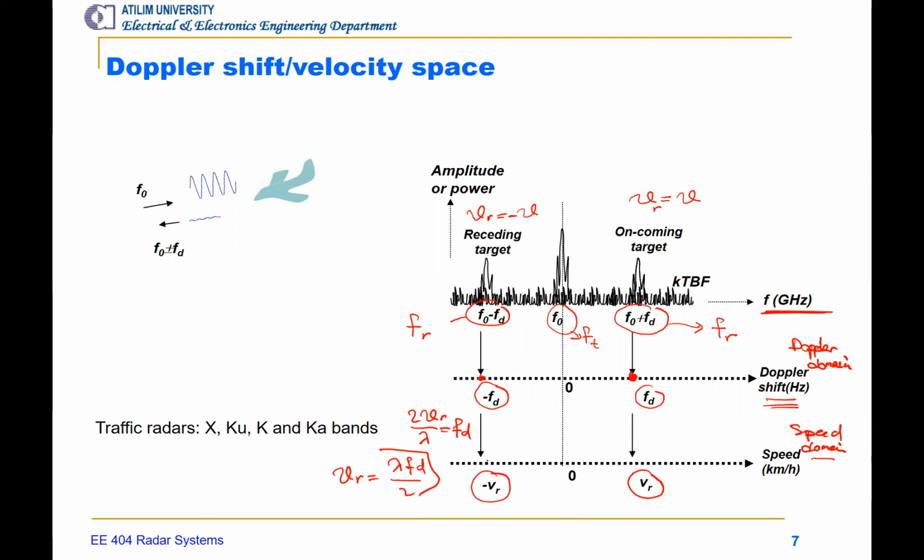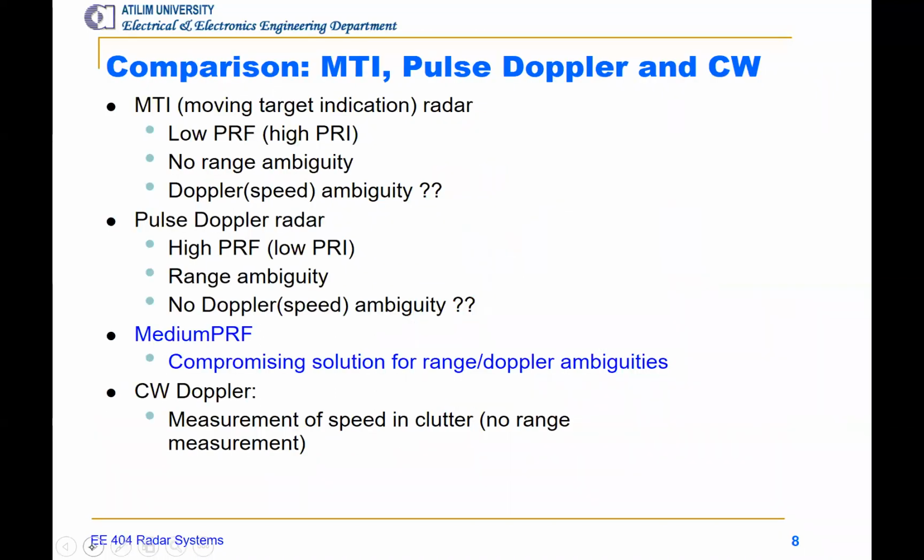So these transformations from the received signal spectrum to the Doppler spectrum and then the speed domain, of course, require some processing at the receiver side. And in the next slides, we'll be discussing how to process these signals. Before that, let's see MTI and pulse Doppler radar and also continuous wave radar. As we said earlier, MTI stands for moving target indication radar.